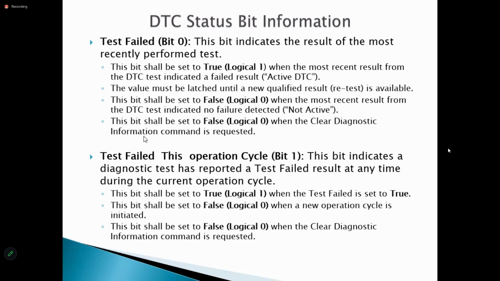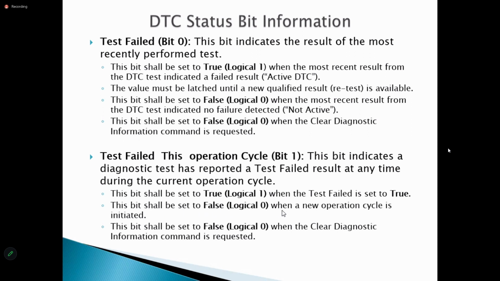Yes, sir. So this bit shall be set to true when the test failed field is set to true. When this bit 0 is set to true, immediately this bit will also be set to true, because this bit is set to true when the test has failed. And this bit will be set to true when the test has failed in this operation cycle only, right? So when this bit is set to true, immediately this bit will also be set to true.